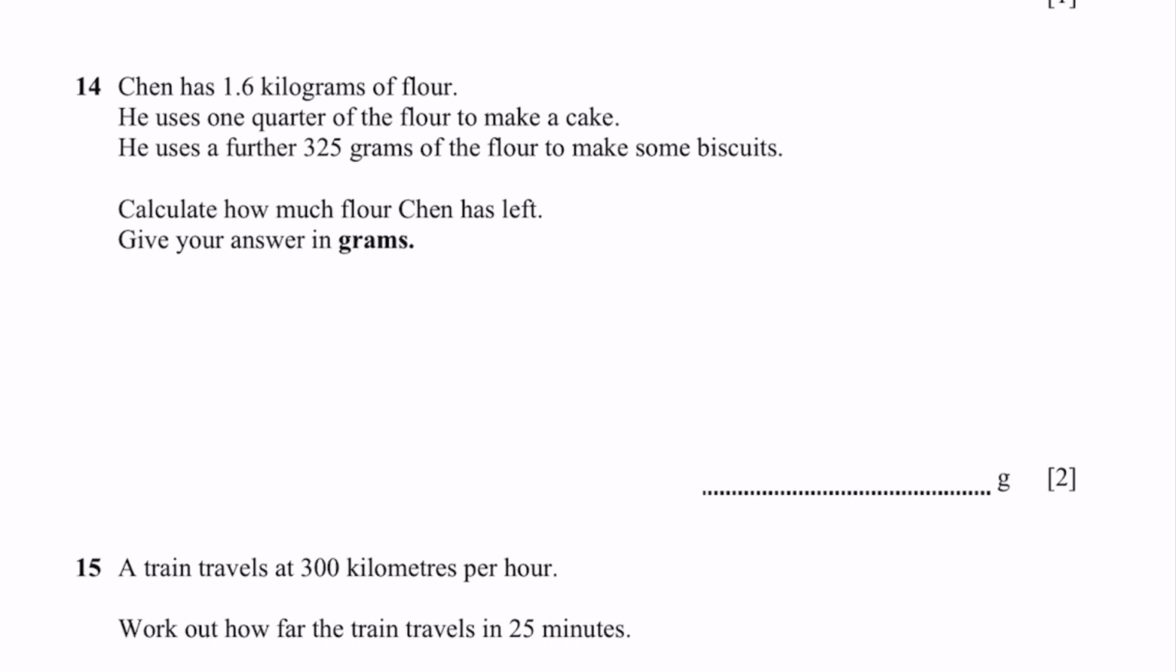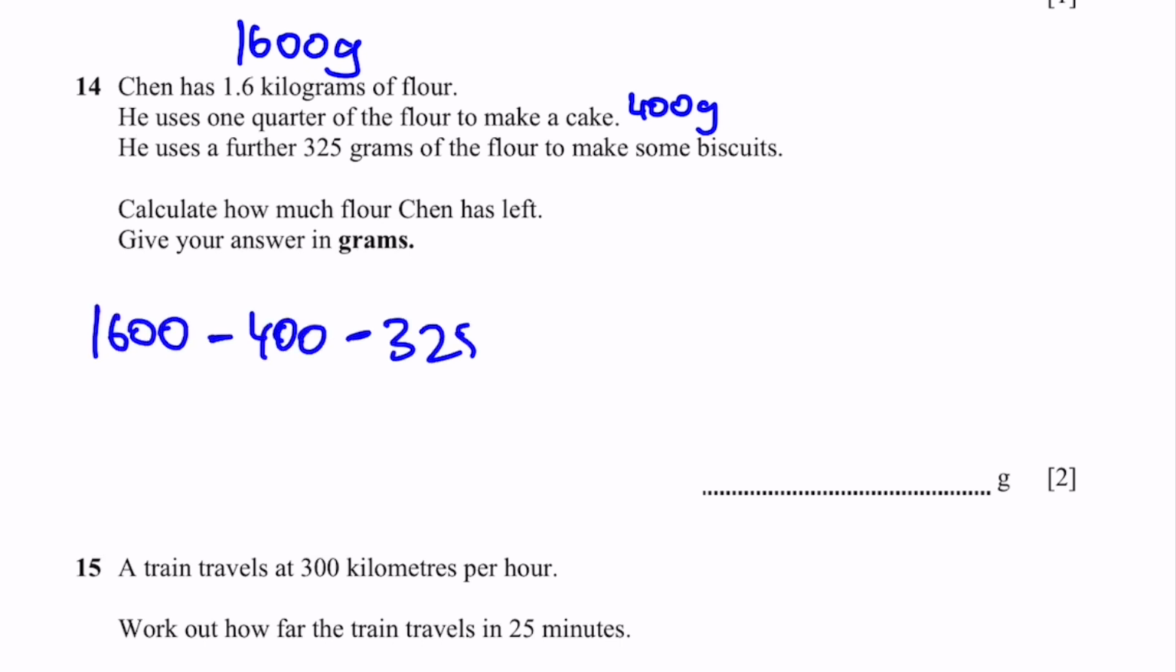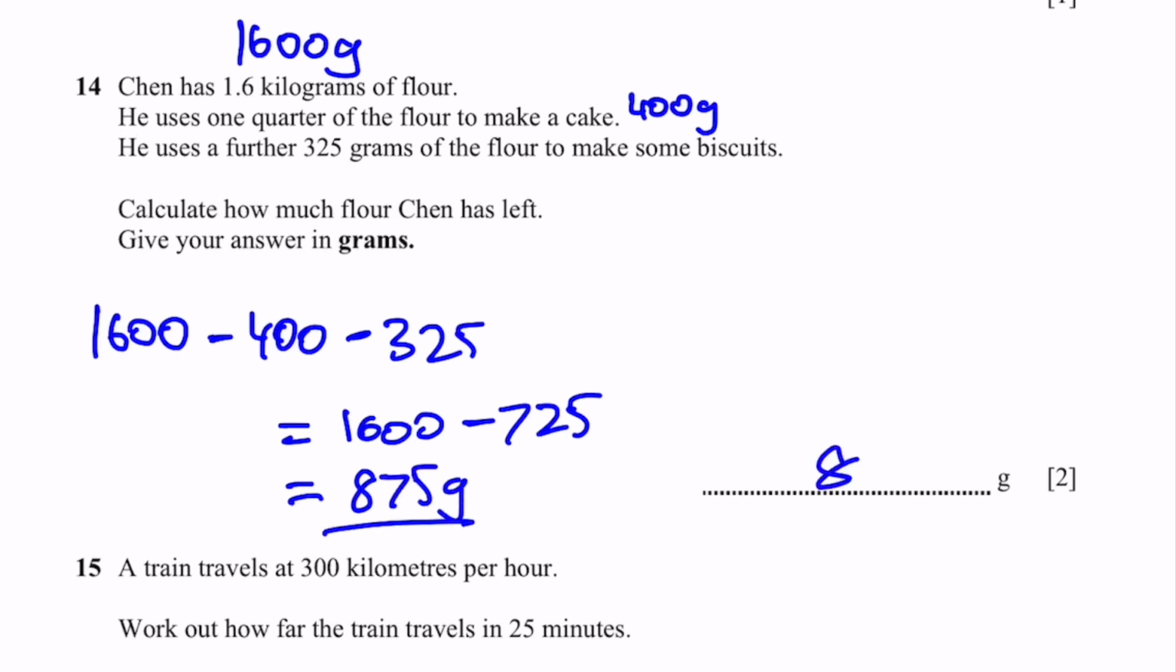So 1.6 kilograms, 1/4 of this is actually 1/4 of 1600 grams, which means that we can say it's 400 grams. That means 1600 minus 400 and then subtract another 325. That's 1600 minus 725. And when we get the answer, it is 875 grams.